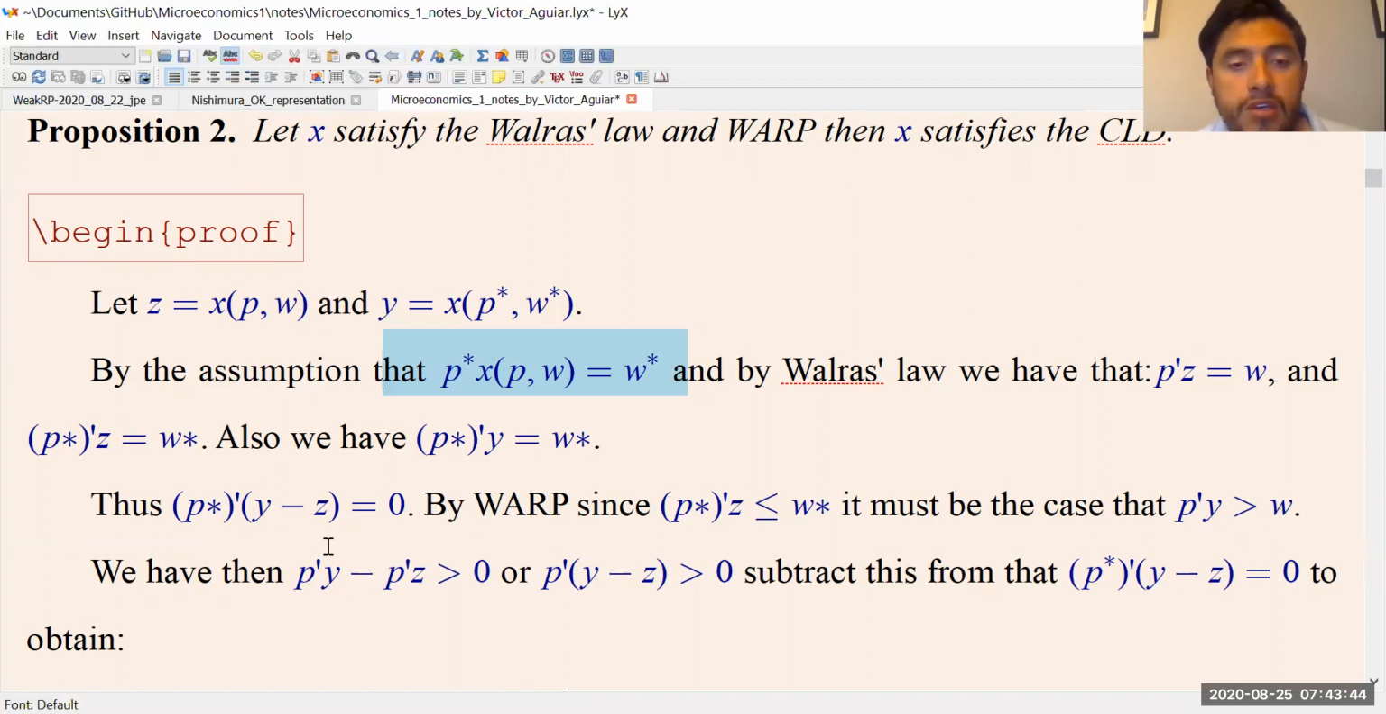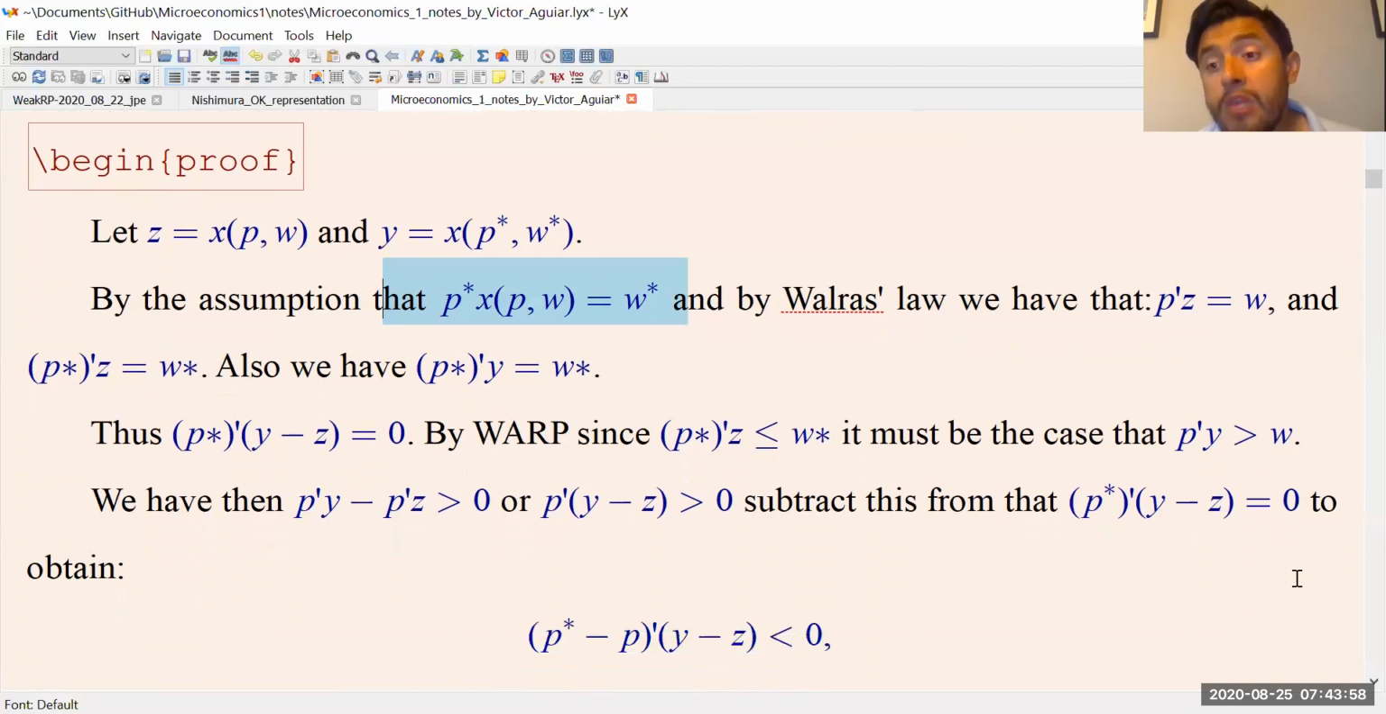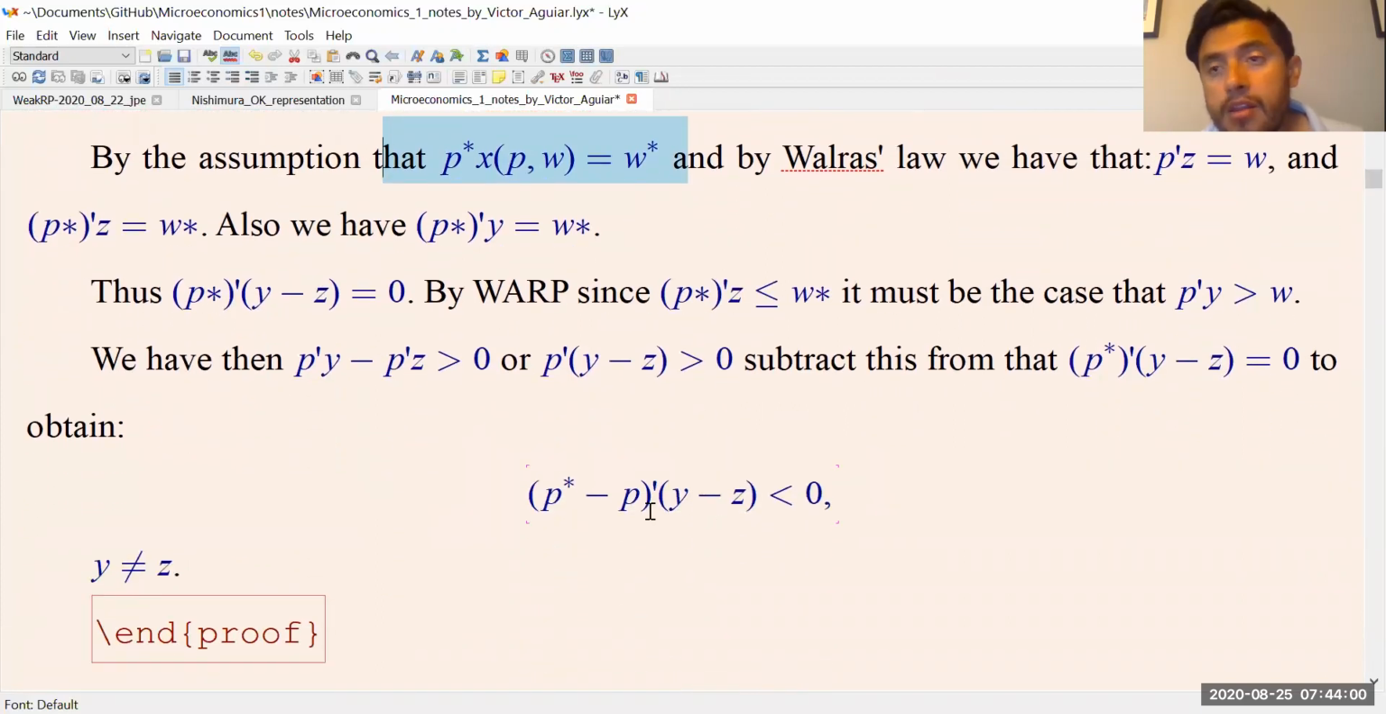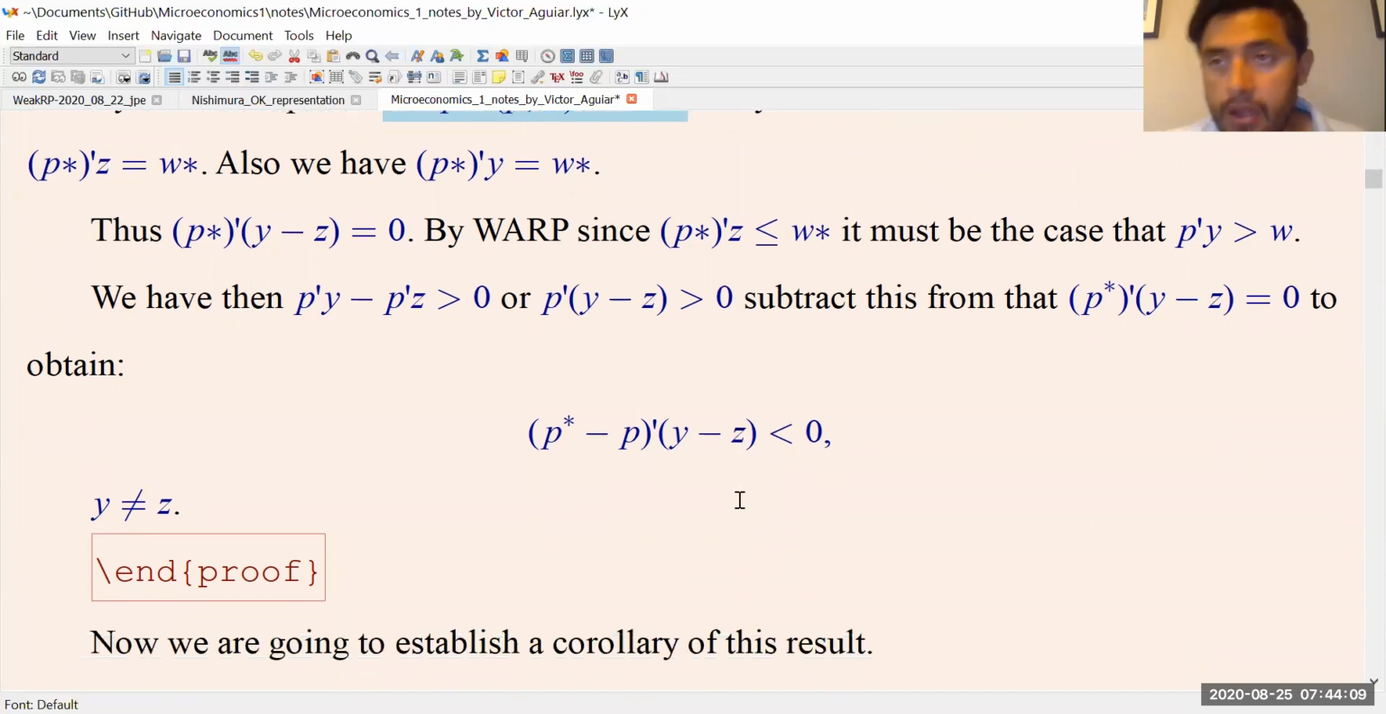So combining this information together, p times y minus z is greater than or equal to 0. We subtract this from p star times y minus z, which was equal to 0, to obtain the inequality of the compensated law of demand: p star minus p times y minus z is less than 0. So this is the compensated law of demand.